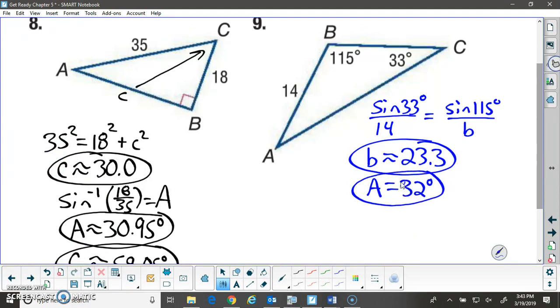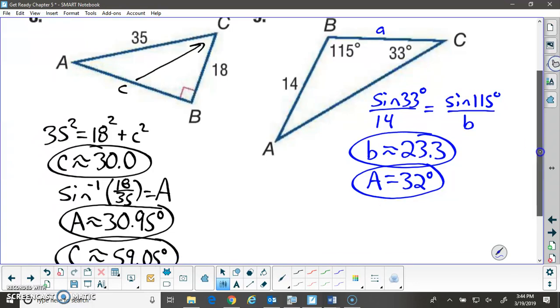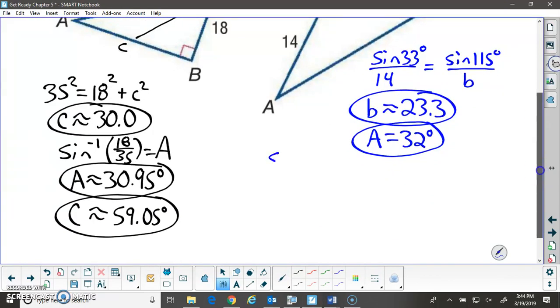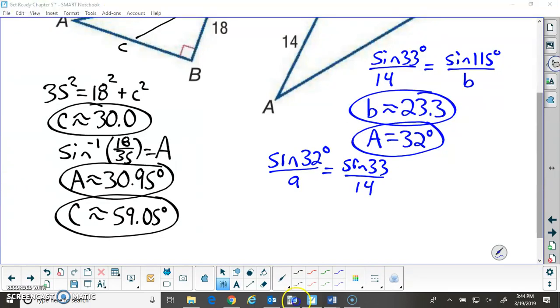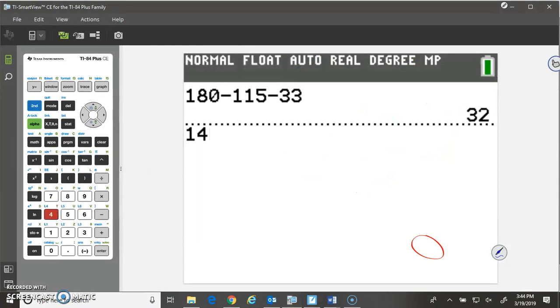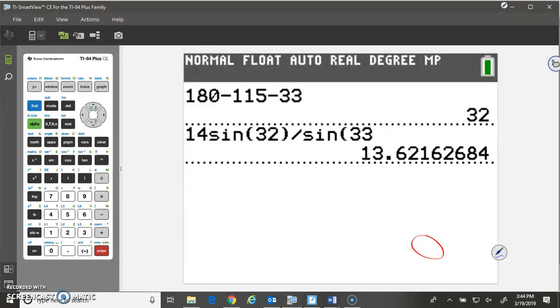One more thing to find, and that would be length A. Got to find this right here. So we use the law of sines for that. So the sine of 32 degrees divided by length A equals the sine of 33 over 14. Cross multiply and divide. 14 times the sine of 32 divided by the sine of 33 gives us about 13.6.